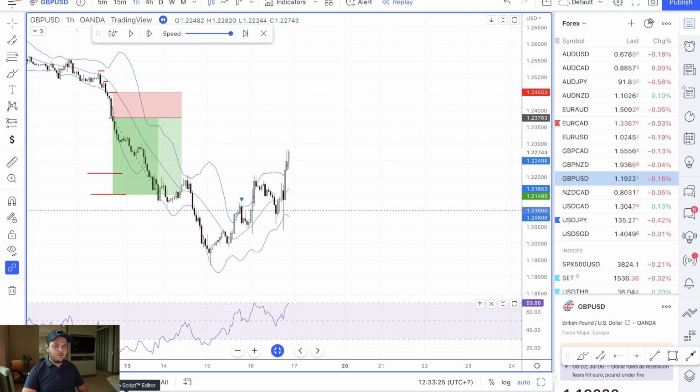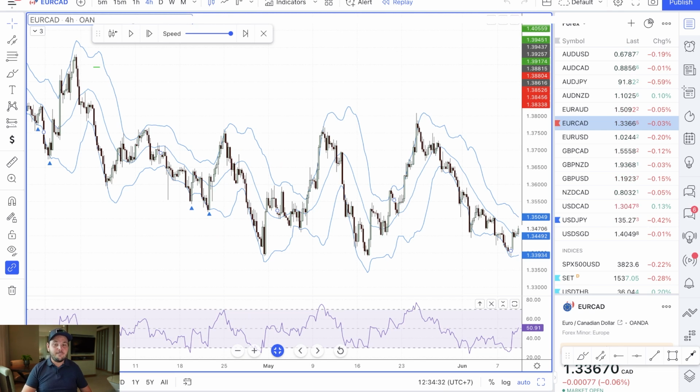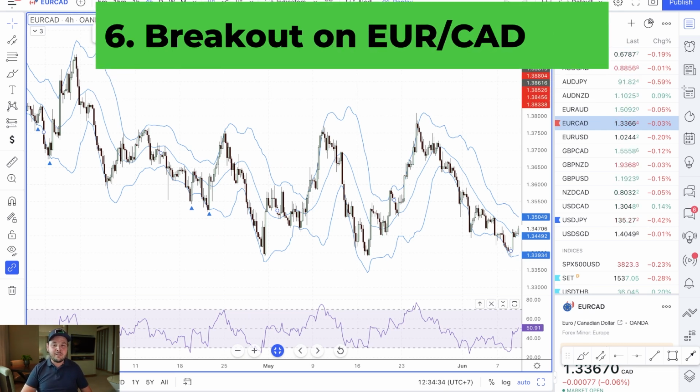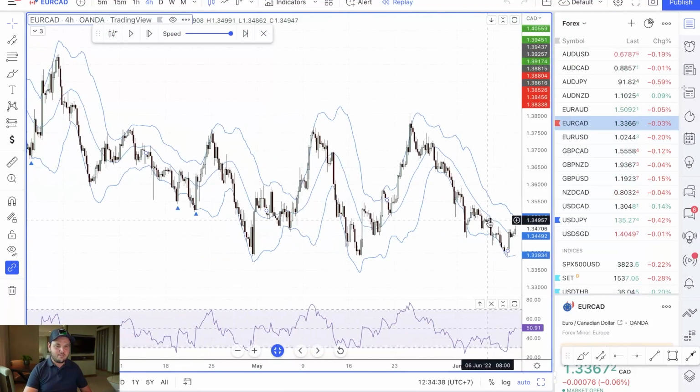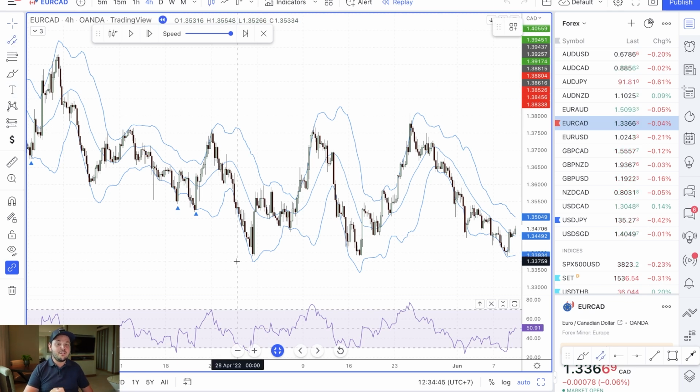Okay, let's do an example here on, actually, let's do EuroCAD. This is a pair that's very much ranging. I'll take an example that's a bit more recent here on this pair. And you'll see this is only a couple of days ago. So here we have the range. I'm just going back in time for you to see how that works out. We have a much clearer range here than on the previous pair on GBP USD.